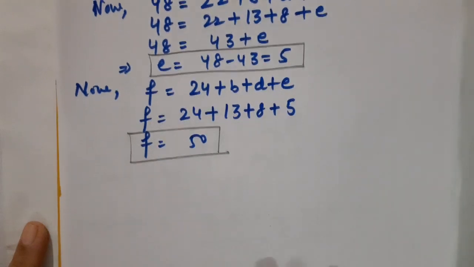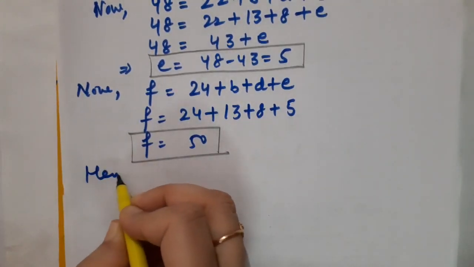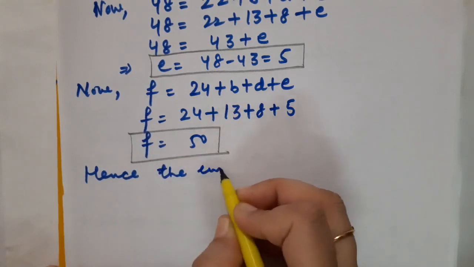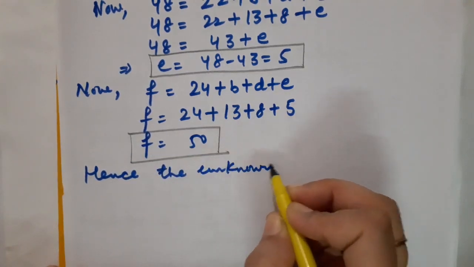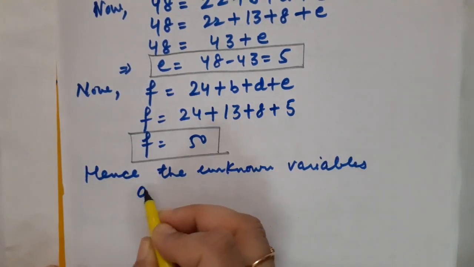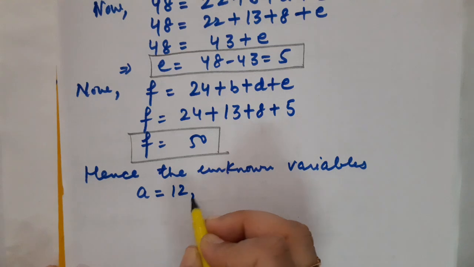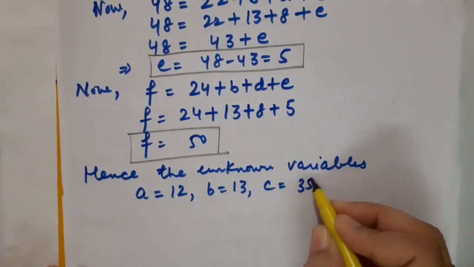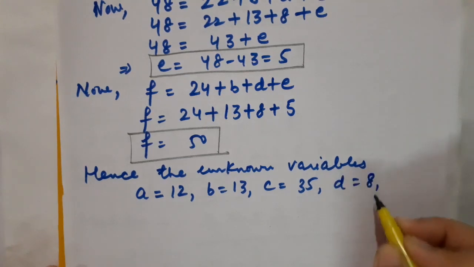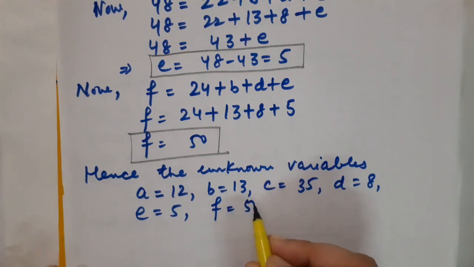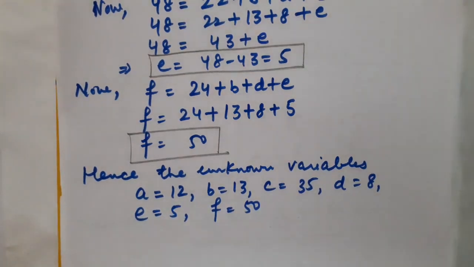Correct? So at last, what are you going to write? Hence, the unknown variables, that is A is equal to 12, B is equal to 13, C is equal to 35, D is equal to 8, E is equal to 5, and of course F is equal to 50. Correct, students? So that's it for the day.